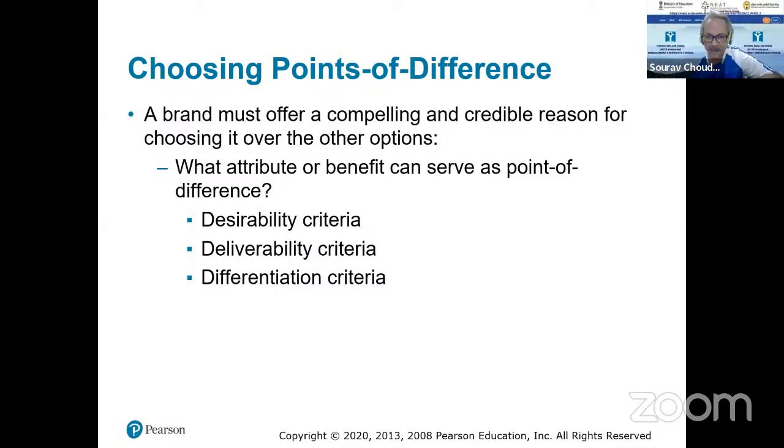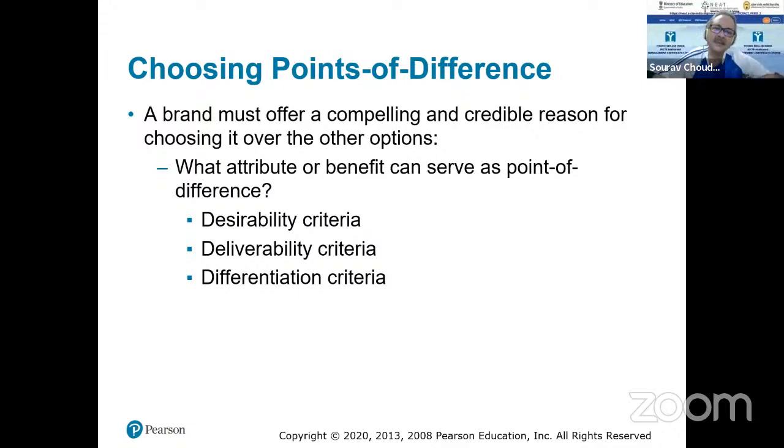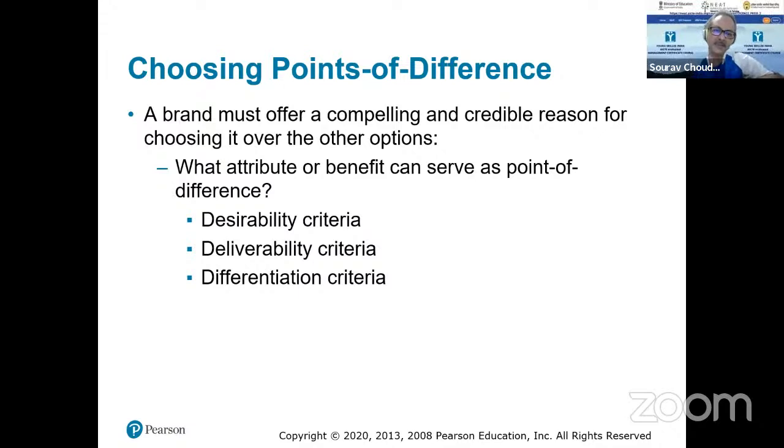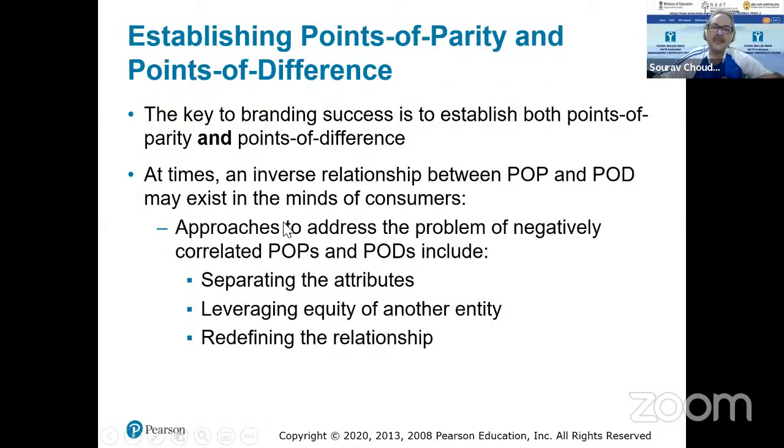Pehla, that brand should be desired by the customer. Akshita should like that lipstick brand, desire that lipstick. मैं Maybelline खरीदना चाहता हूँ. That's my desirability first. Then Maybelline should be delivering what I need, the features, advantages, benefits that I need. Maybelline should deliver that. And thirdly, Maybelline should be different to Lakme or L'Oreal. Correct? From there arises the point of difference.